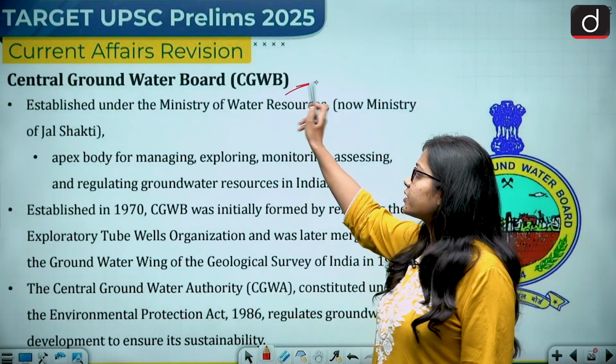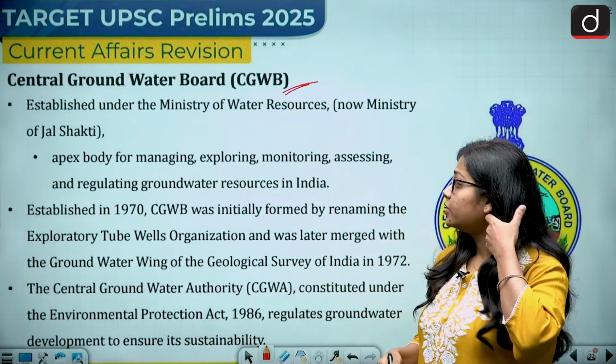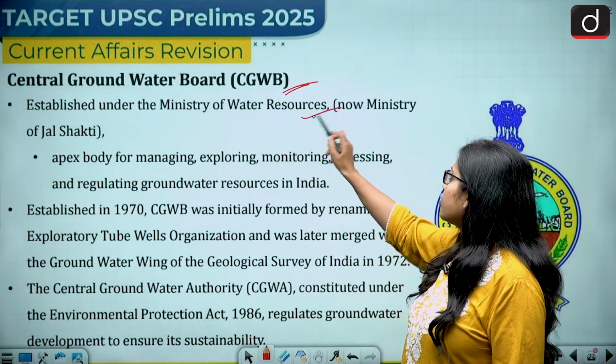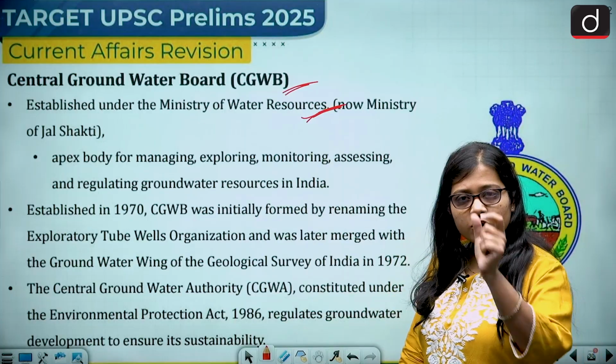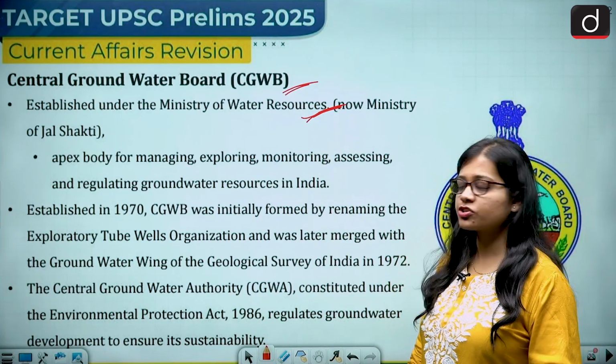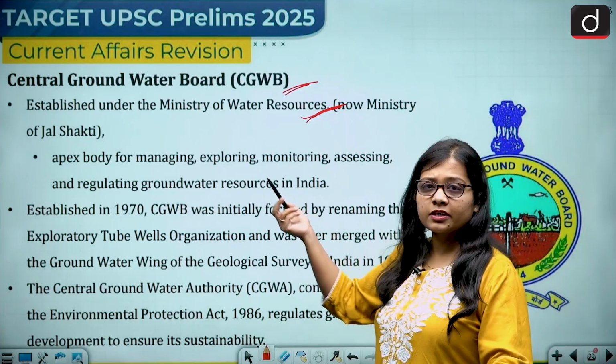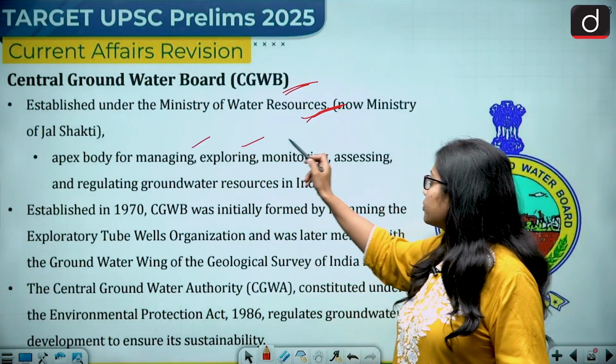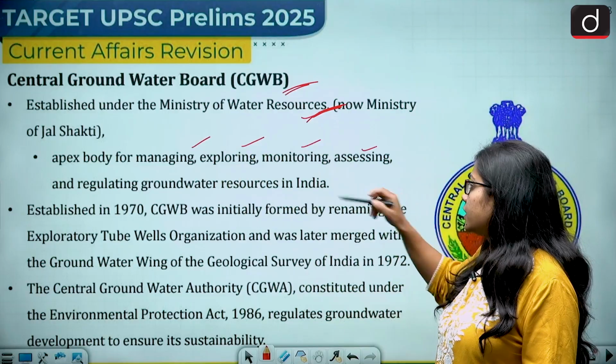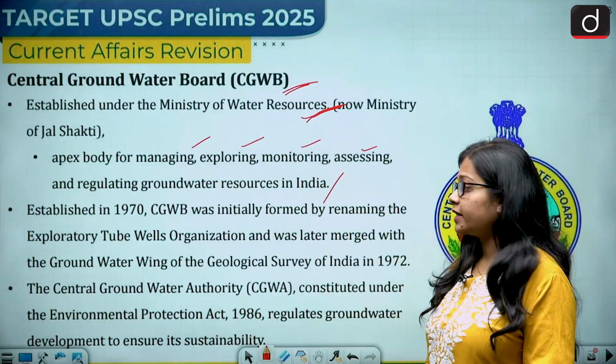Now about the Central Groundwater Board. So what is it? It was established under the Ministry of Water Resources, and this Ministry of Water Resources is now known as the Ministry of Jal Shakti, and it is basically the apex body for managing, exploring, monitoring, assessing and regulating groundwater resources in India.